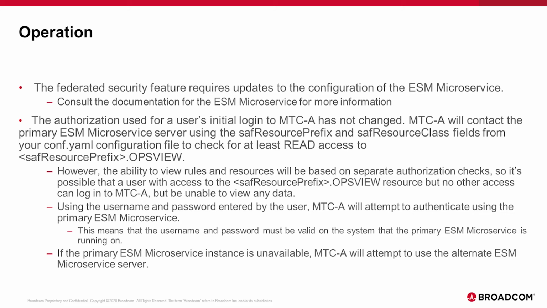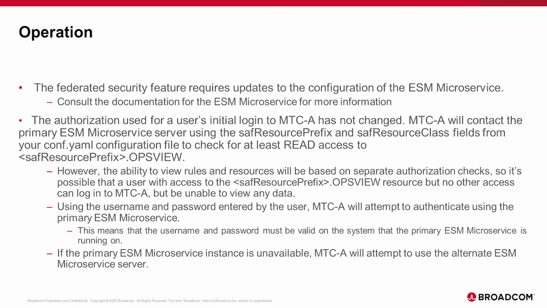MTC-A will contact the primary ESM microservice server using the SAF resource prefix and SAF resource class fields from your conf.yaml configuration file to check for at least read access to SAF resource prefix.opsView. However, the ability to view rules and resources will be based on separate authorization checks. So it's possible that a user with access to the SAF resource prefix.opsView resource but no other access can log into MTC-A but be unable to view any data.